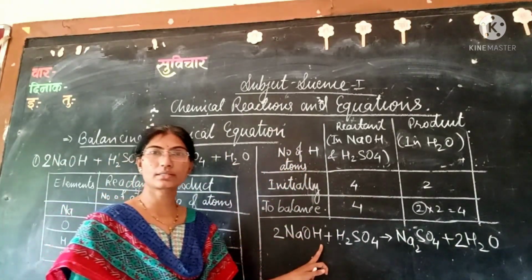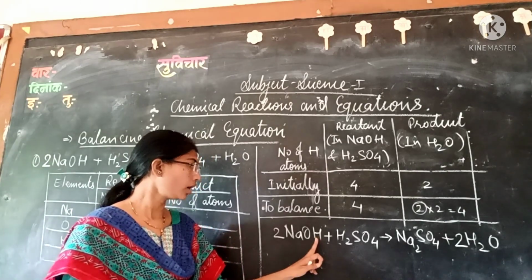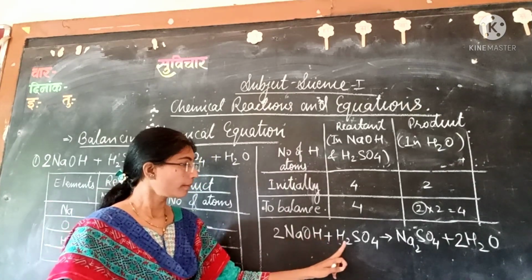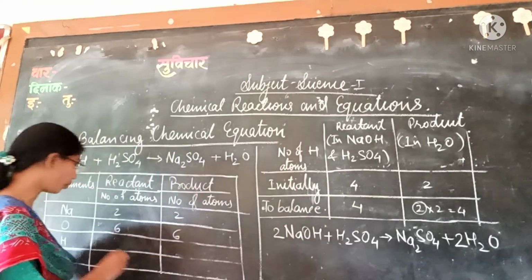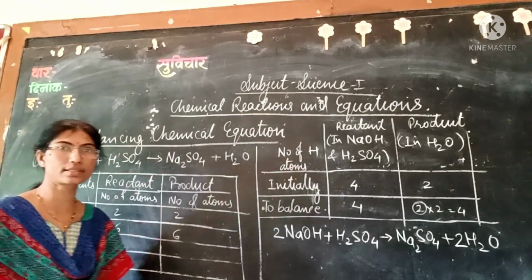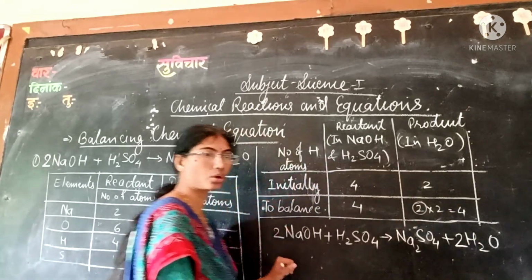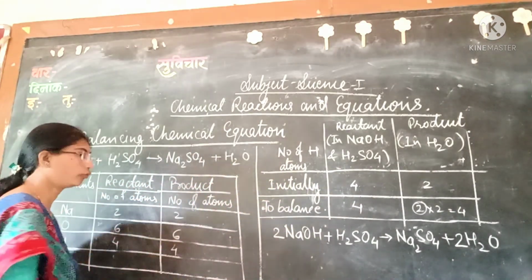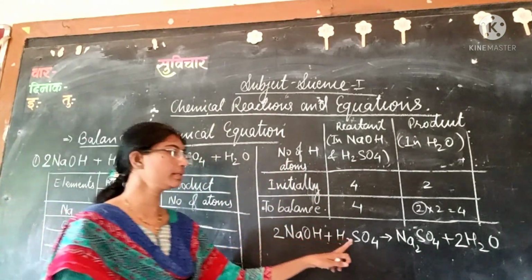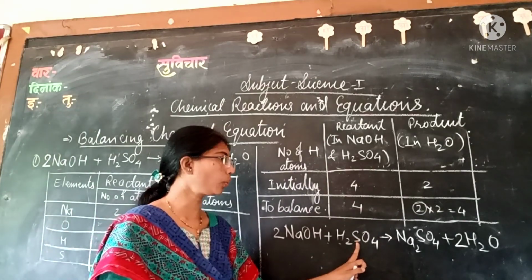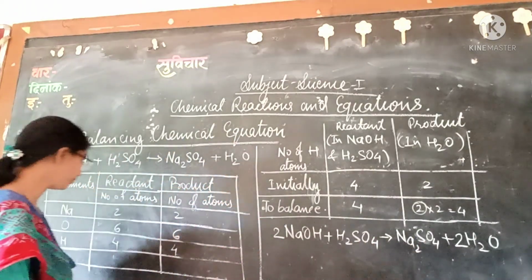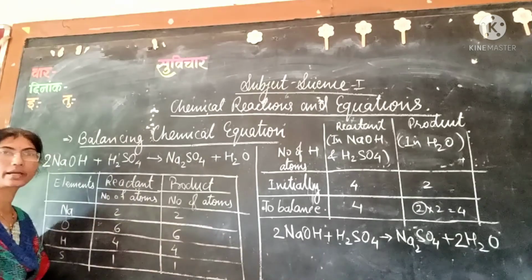Next element is hydrogen. Hydrogen is 2 plus 2, it is 4. On the left hand side it is 4. Let's see on the right hand side. 2 into 2, 4. So this is also 4. Now the last element is sulfur. Sulfur 1 and 1. So sulfur on the left hand side, right hand side 1.